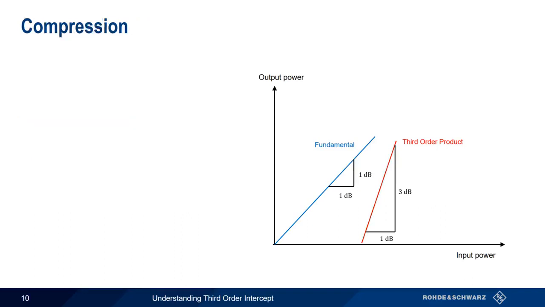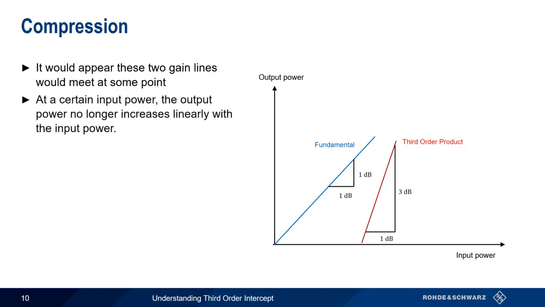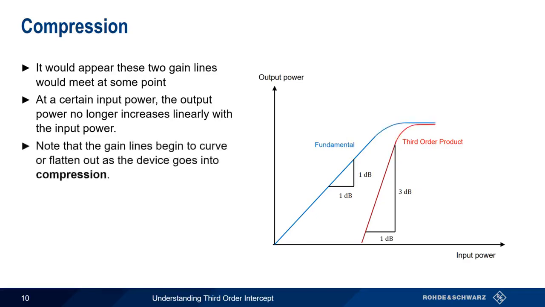Looking at the slopes of the two lines, the fundamental and the third-order product, it would appear that these lines would meet at some point. That is, at some input power, the level of the third-order products would match, and eventually exceed, the level of the fundamental signals. In reality, however, this doesn't happen. Real-world devices have a limit on how much output power they can produce, regardless of the level of input power. Eventually, the max output power is reached and the gain lines flatten out. When this point is reached, the device is said to be in compression.